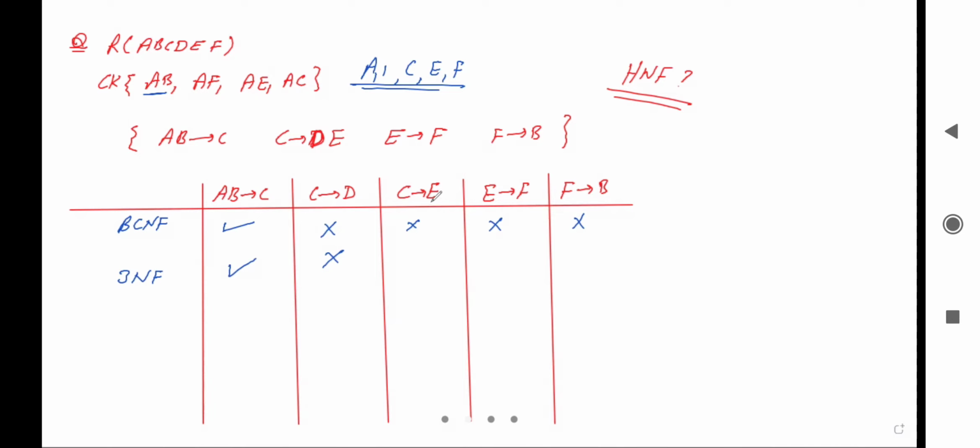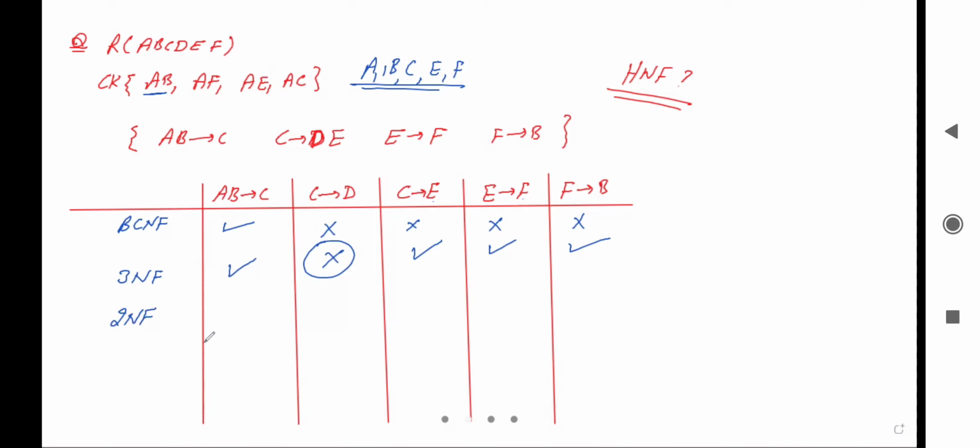What about C goes to E? We would stop here, it is not in third normal form anyway, but we are doing it for practice. C goes to E. E is a prime attribute or not? So E is a prime attribute. This is a valid case. E goes to F. F is a prime attribute. Yes, F is a prime attribute. This is also valid. F goes to B. B is a prime attribute. Yes, B also prime attribute. So this is also the valid case. But due to this one, it is not in third normal form. What about 2NF?